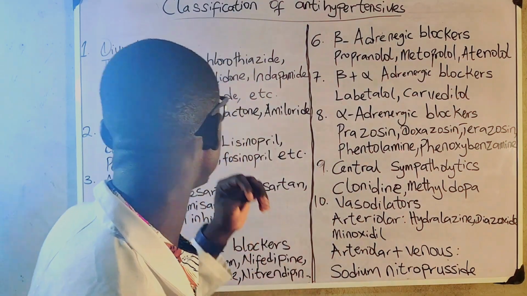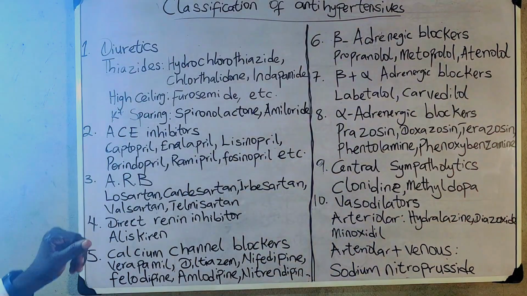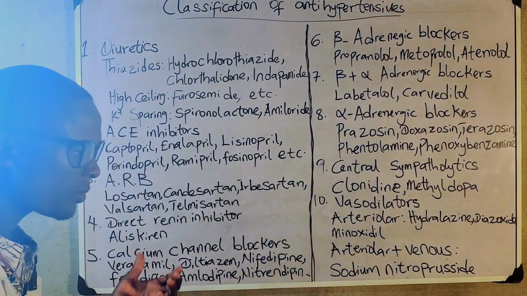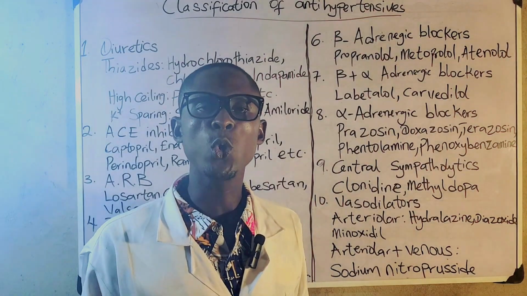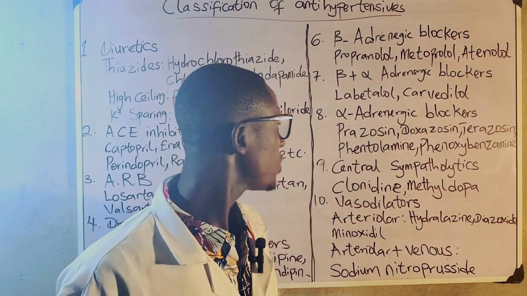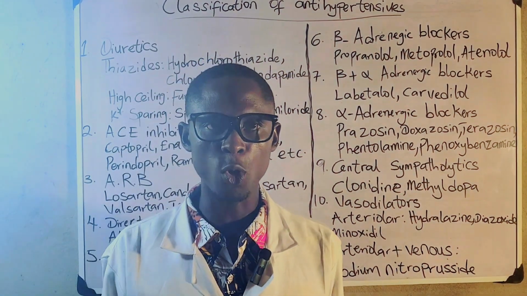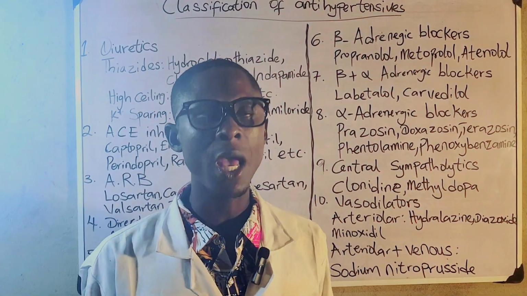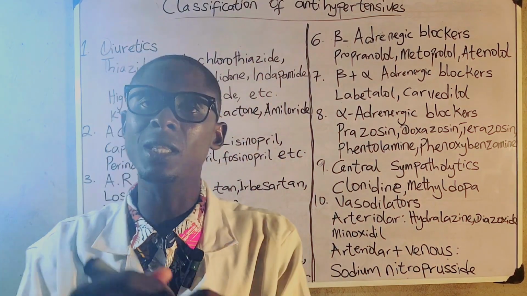Looking at the classification, the first class we have here is the diuretics. The diuretics help to reduce blood pressure by helping the body, or the kidney, to remove excessive sodium and water from the body. So when there is less fluid in circulation, the blood volume will drop. And when this volume reduces, then the blood pressure will definitely reduce.